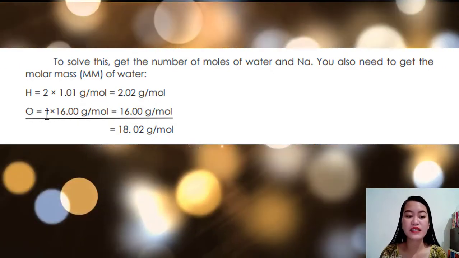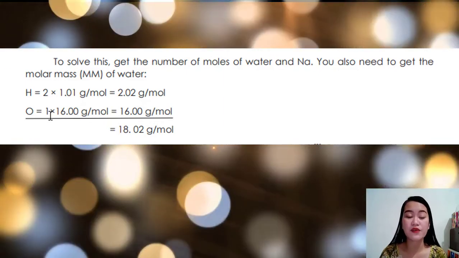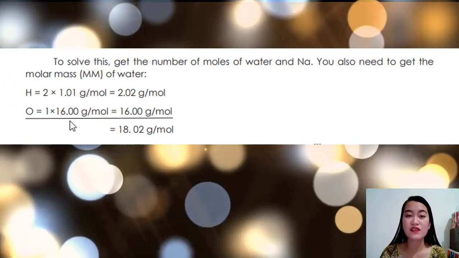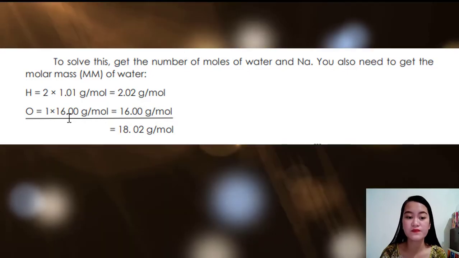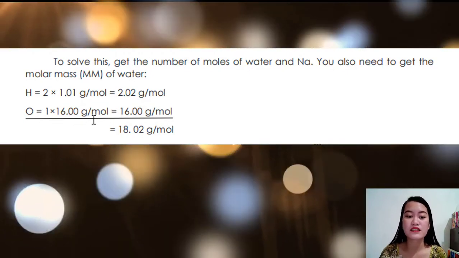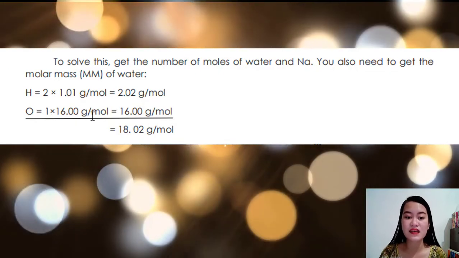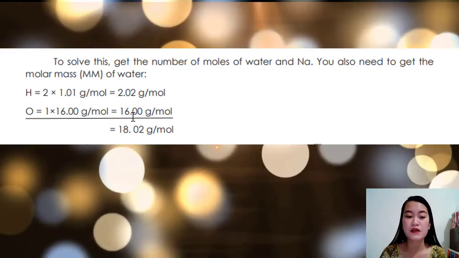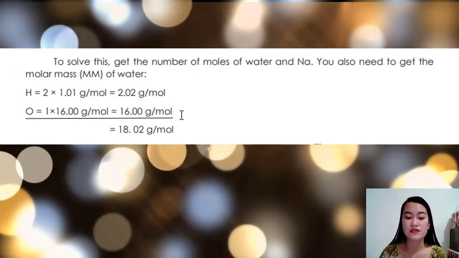After that, next is the oxygen. How many atoms of oxygen do we have? We only have 1. So, 1 times yung kanyang individual mass, which is 16.00 grams per mole. The same procedure, pag-multiply lang po natin, 1 times 16 is equal to 16.00 grams per mole. That is the individual mass of the oxygen.